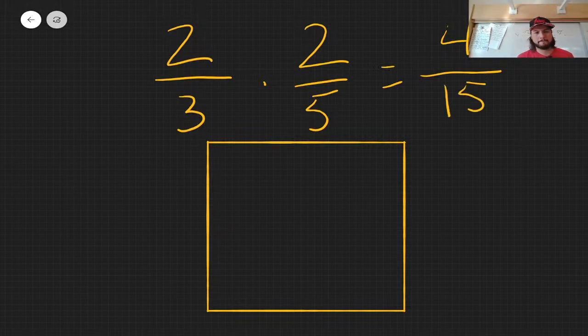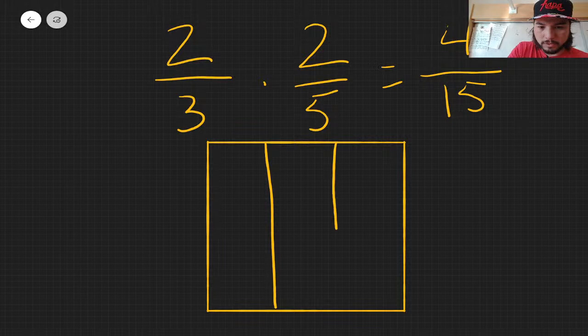But let's confirm that. Okay, so we're going to take our square, and we're going to envision that this is a 1 inch by 1 inch or 1 foot by 1 foot square. We're going to take one side of it and divide it into thirds. Okay, so here are our thirds, right? 1/3, 1/3, 1/3. And we're going to take our other side and divide it into fifths.